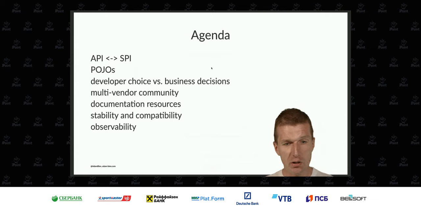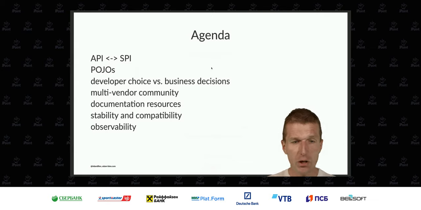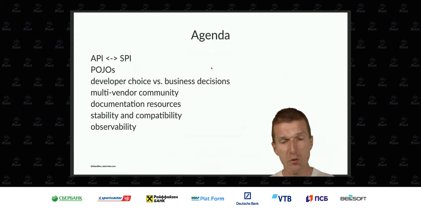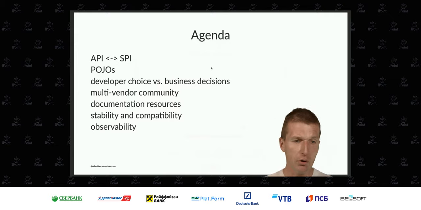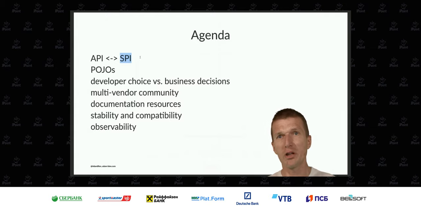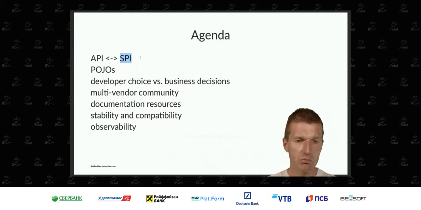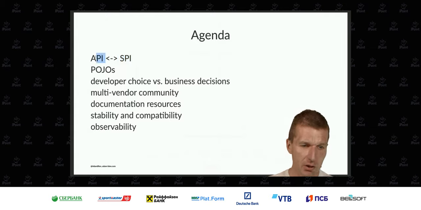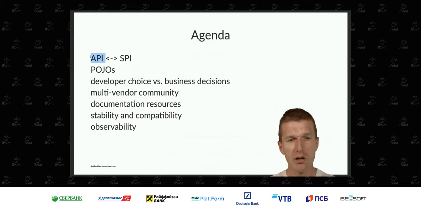And this is actually rather cool. Why? Because as a developer, I actually don't care which server I'm working with. It should work with all servers. So I'm focusing on the API, and the SPI I usually ignore. And the existence of the API is actually the reason why I'm so interested in Java EE and MicroProfile.